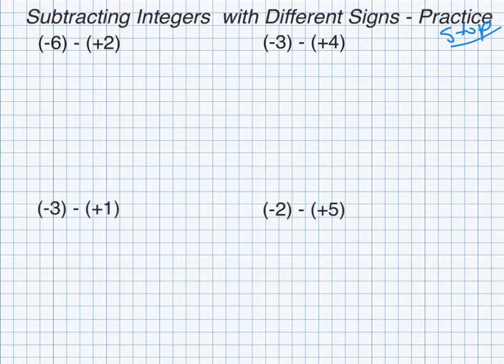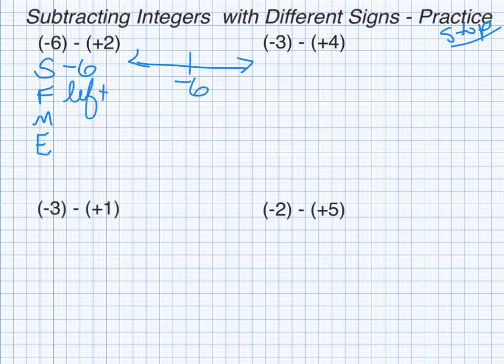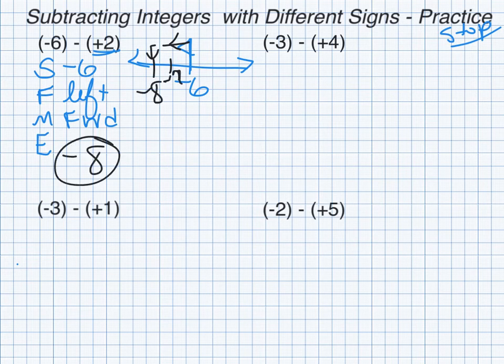Okay, here we are, ready to go through the answers. Same process every single time. I've got start, face, move, end. In this particular problem, I'm starting at negative 6. Here's my number line. Negative 6 in the center. I'm facing to the left because I'm subtracting. I'm going to move, this is a positive number, so I'm going to move forward 2 places. So forward 2 places in this direction, 1, 2, that's where I end up. So that's negative 7 here. This one is negative 8 is where I ended up. So my answer is negative 8.